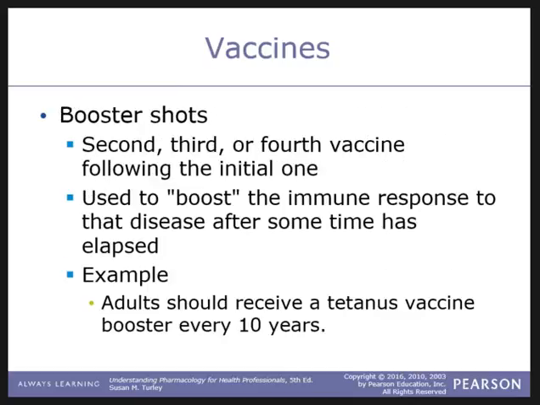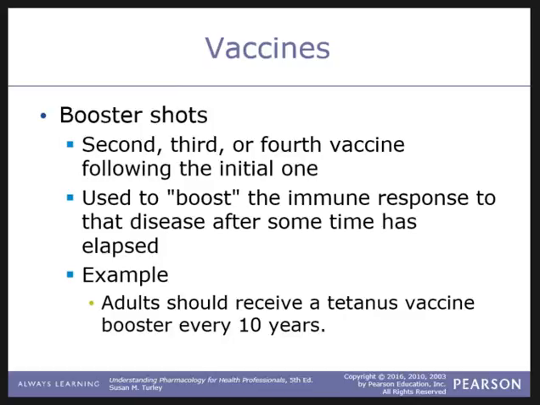Now, many of the vaccines require boosters, so that means that they need either a second, third, or possibly fourth vaccine following the initial, and that's used to boost up the immune system after some time has elapsed, because the body can sometimes break down the immunity from a vaccine, or that extra shot just helps increase the amount, or boost, like the name says, booster, it boosts it up.